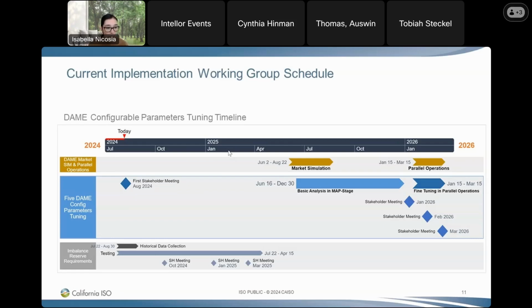Then picking back up in June of 2025, we'll begin market simulation for DAME and parallel ops. Parallel ops will take place for DAME in January through March of 2026. For the DAME configurable parameters tuning, we'll do the basic analysis and map stage from June to December of 2025, and then do the fine tuning and parallel ops from January to March of 2026. You'll see that we have the next stakeholder meetings tentatively laid out for January, February, and March. Again, those dates would be communicated publicly through a notice in the daily briefing.